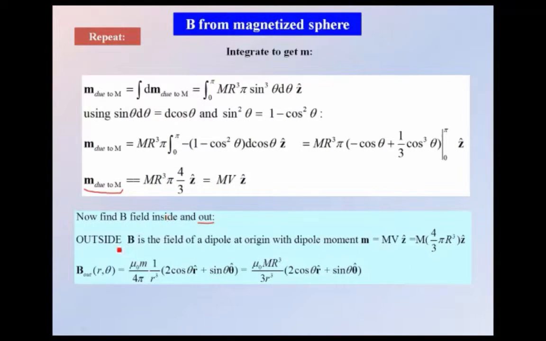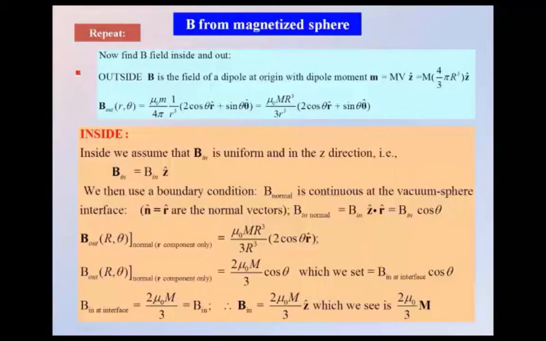So we take the B field of the dipole, this dipole right here, it will have the moment that we just determined. Well, if you remember, the field of a dipole away from the dipole itself is a prefactor here that has the dipole moment over r cubed, and then we have a factor that's in the r direction, and we have a factor that's in the theta direction. So substituting in our m, we get this expression here with the same form for the parentheses factor. So that's B out, and it's the field of a dipole.